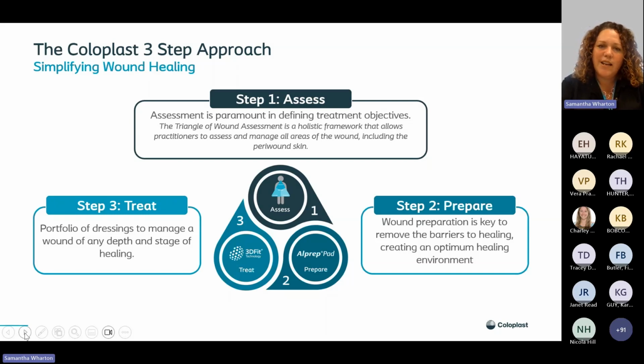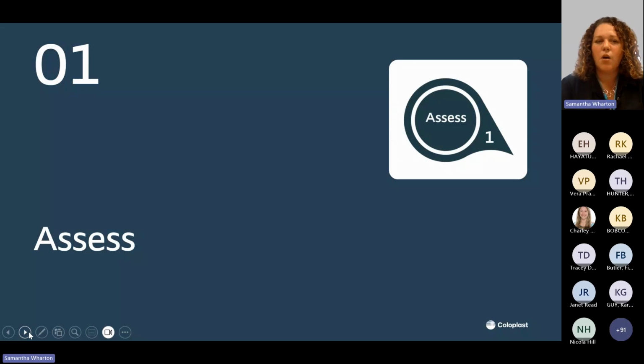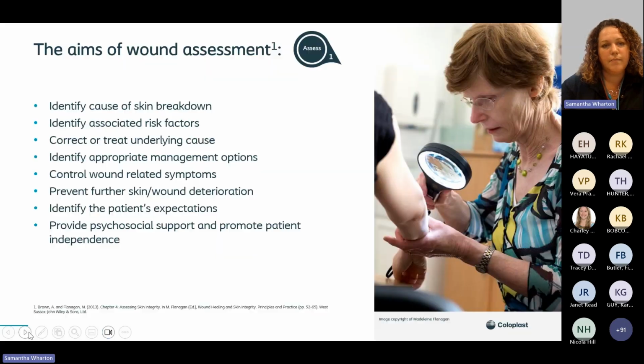But by completing that really holistic assessment, understanding what your treatment objectives are, you will then be able to choose the most appropriate dressing to manage that wound. We're going to go through each step now. So we're going to start with that assessment, what we need to look at in terms of managing that wound to progress it to wound healing.